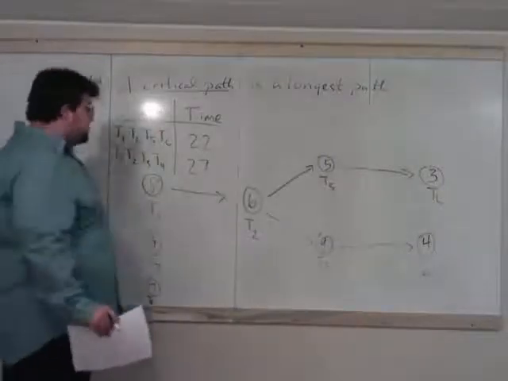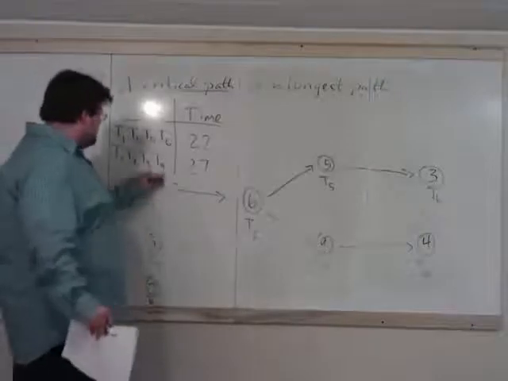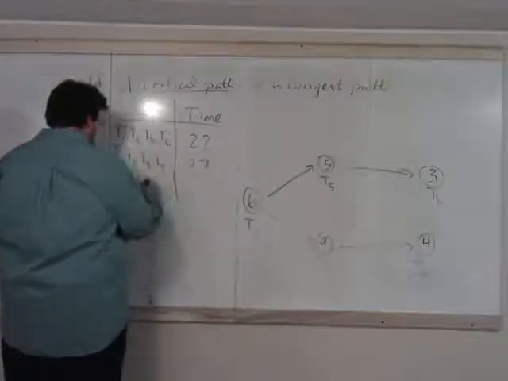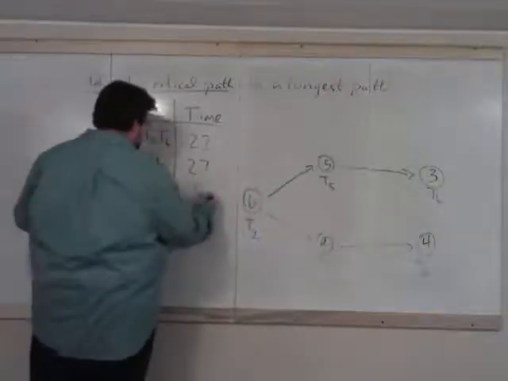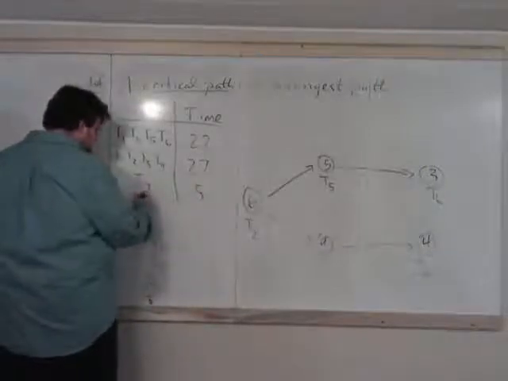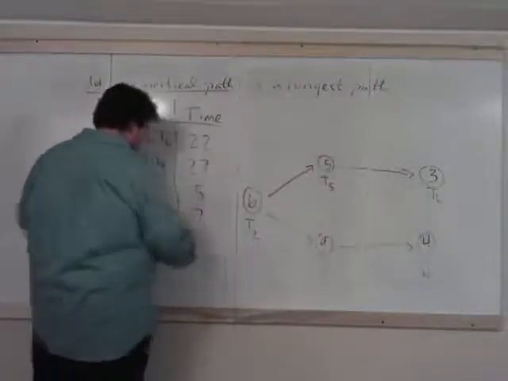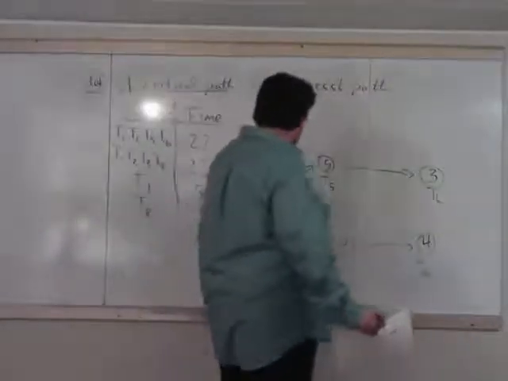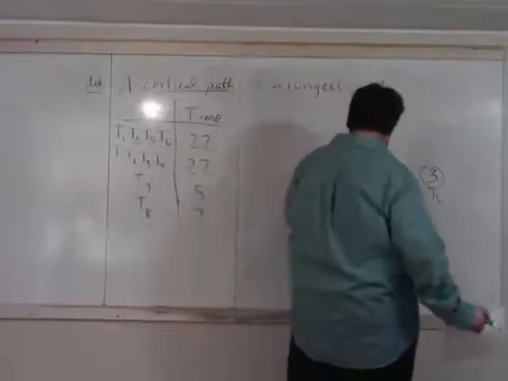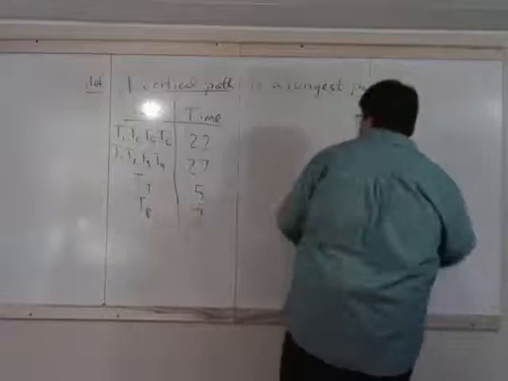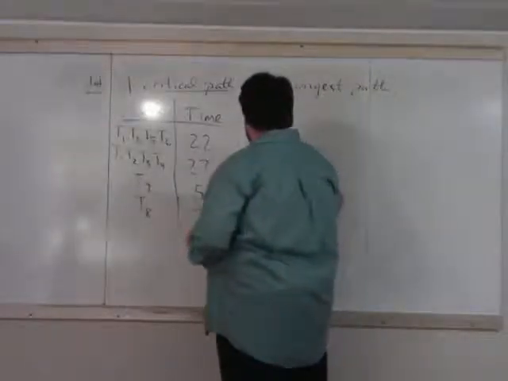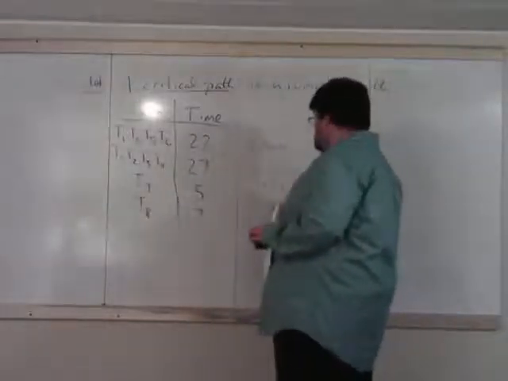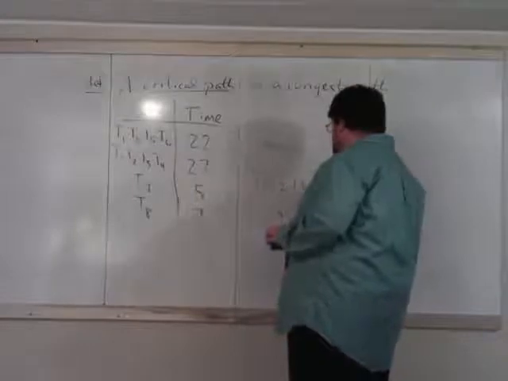But we also have these other tasks, these other paths through the graph down here to consider. Task 7 is its own path. That takes 5 minutes. Task 8 is also its own path. That takes 7 minutes. And this thing we define as a critical path is the longest path through the graph. So in this case, T1, T2, T3, T4 is the critical path.